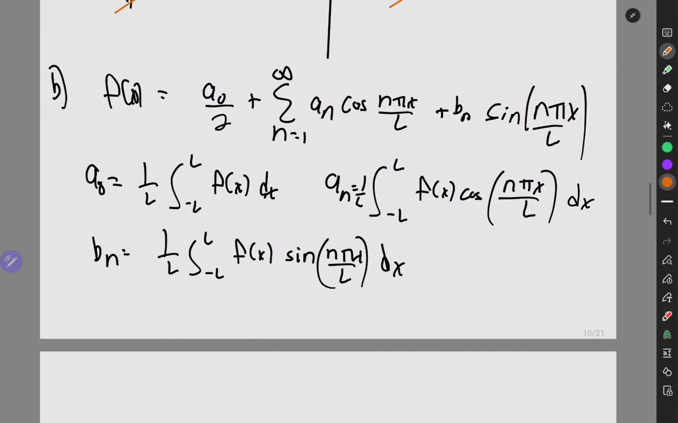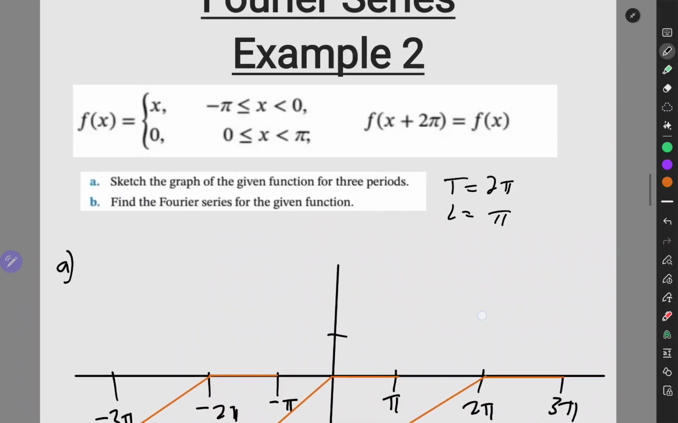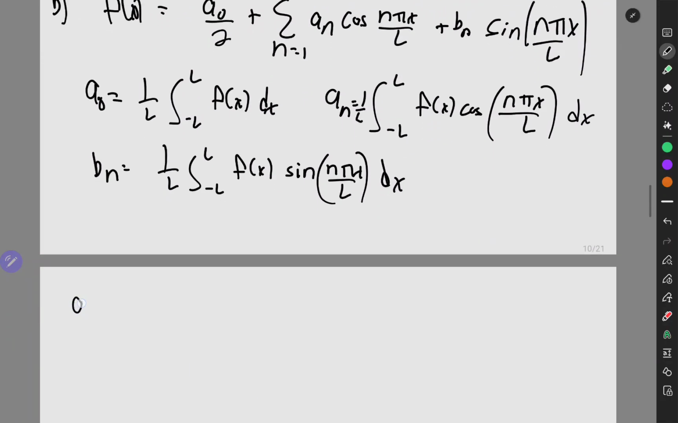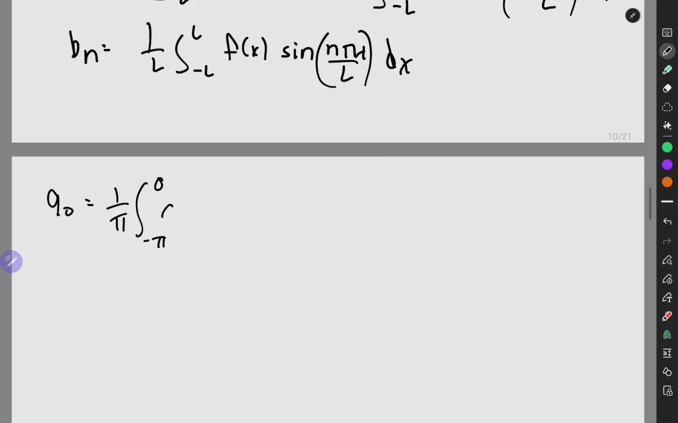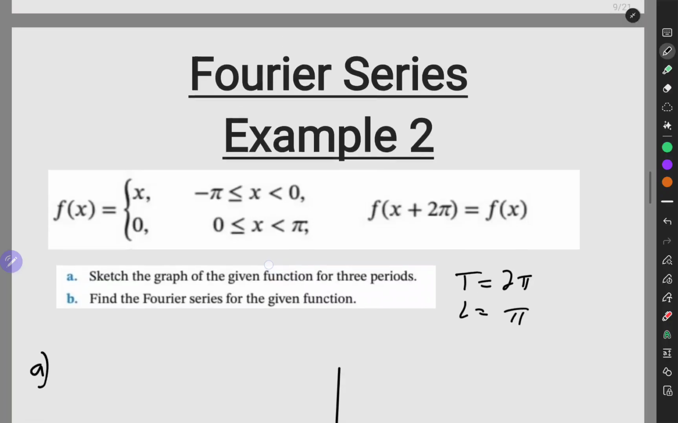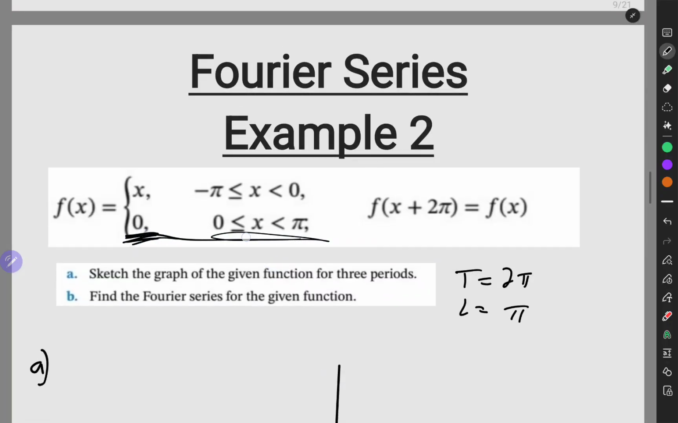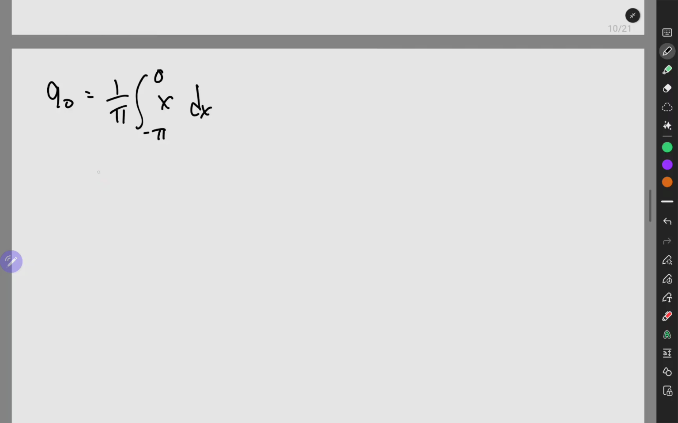Okay, part B. I already have the formulas written out, so let's go ahead and start integrating. Let's solve for a naught. The length is pi this time. It's x from negative pi to 0, x dx. We also have the other term, but this one is 0 over this interval, so we can just ignore that term.